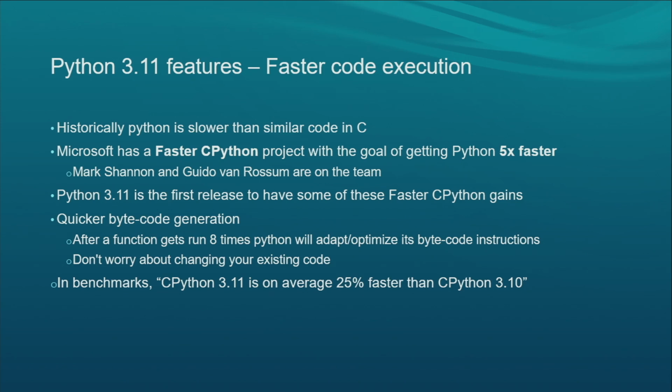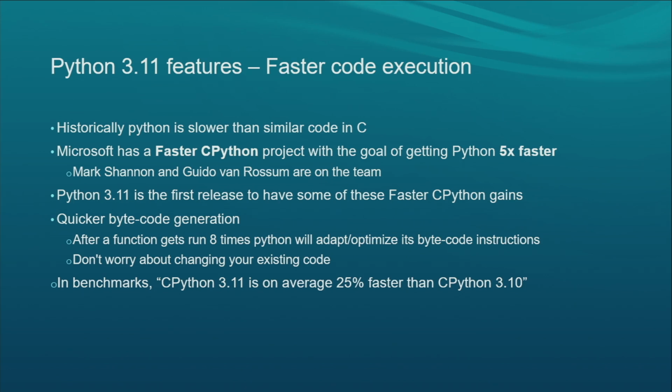And when I say faster, I mean, we're talking about computers now, so it's not really a huge difference in what you'll see in your day-to-day. But what they've done is Microsoft is actually investing in this faster CPython project, which has a goal of getting Python to be 5 times faster than it currently was at the start of the project.